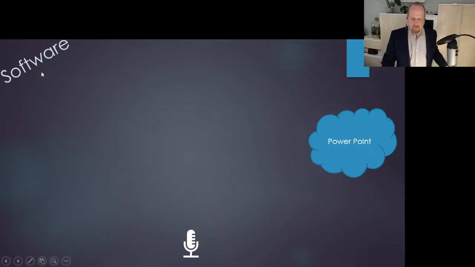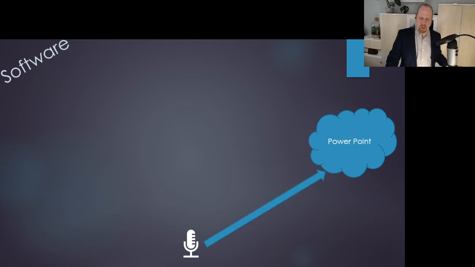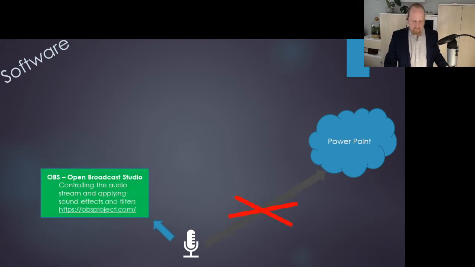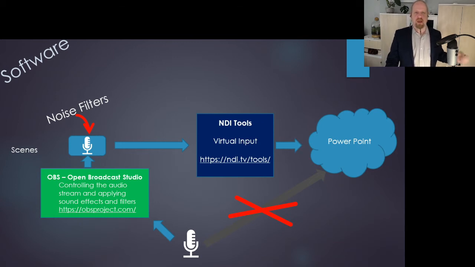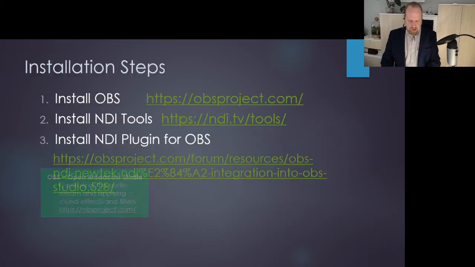What we do is we, instead of connecting the microphone directly to PowerPoint, we connect the microphone through OBS. We create a scene in OBS, and in that scene we actually apply a filter to the microphone. We then share that microphone using NDI tools to PowerPoint. And in NDI tools, we've got the virtual input tool, and that basically makes the microphone from OBS now available as another microphone that we can select in PowerPoint. So let me show you how that works.